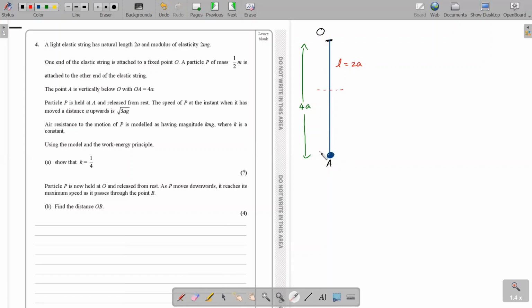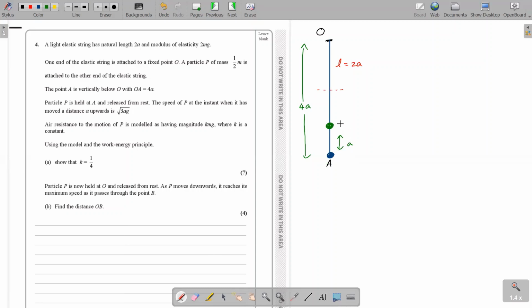What do they say? The particle P is held at A and released from rest. So you're releasing it from rest. The speed of P at the instant when it has moved a distance a upwards. So when it has moved a distance a upwards, at that point, the speed is how much? They say the speed is √(3ag).